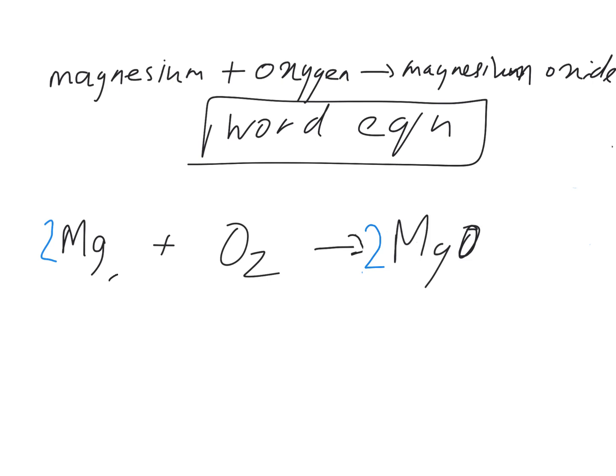Magnesium, for example, it's a metal. Most metals are solid at room temperature. Oxygen is a gas, so we put a G next to it. And then magnesium oxide is a solid. If you see the combustion of magnesium, you normally see a solid lump forming, and that's the magnesium oxide that's been produced. Alright, great. I hope this video has clarified what a chemical equation is.